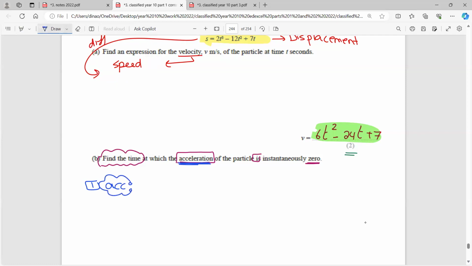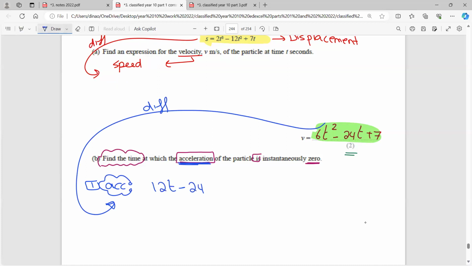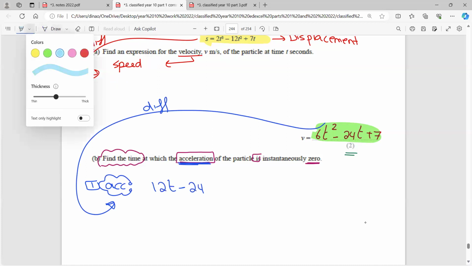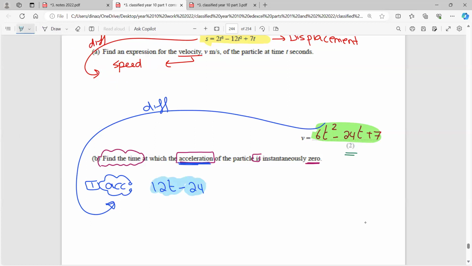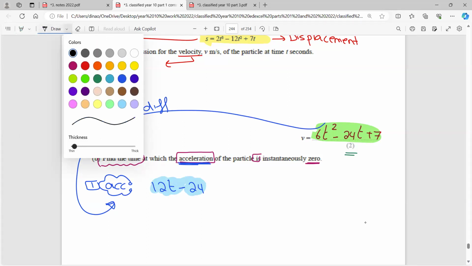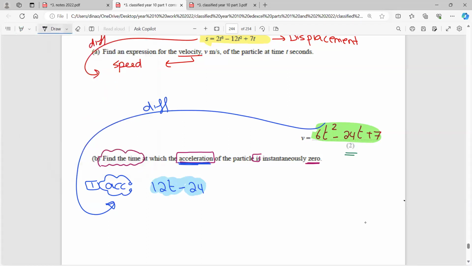Now you tell me, how do I find the acceleration? Differentiate the green. Of course it will be 12t minus 24. So this blue, I'll highlight it with the same color. This highlighted blue is the acceleration. So I found the acceleration first. Look, it says at acceleration, I'm not making this up. Acceleration is 0, and find the time.